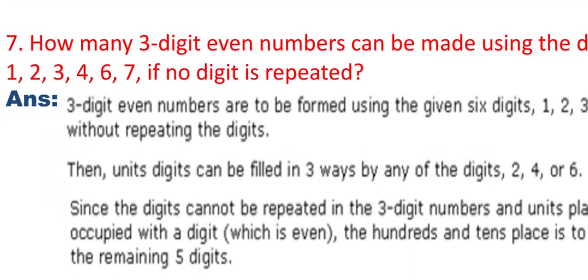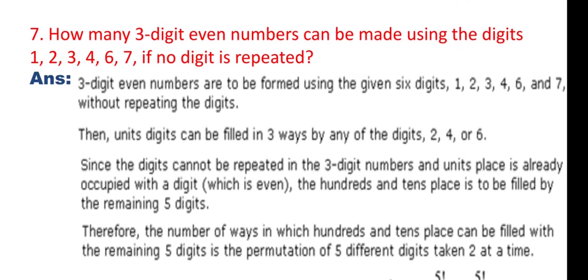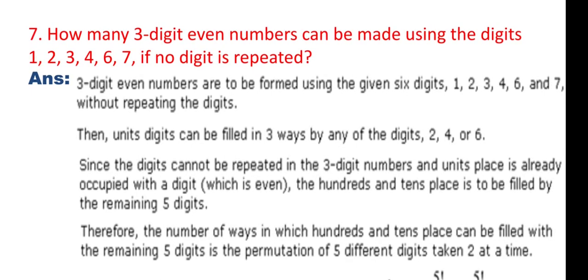Students, there is another word problem: how many 3-digit even numbers can be made using the digits 1, 2, 3, 4, 6, 7 if no digit is repeated? In order to find a 3-digit number, we have to occupy 3 places using these numbers. How many numbers are there? 1, 2, 3, 4, 6, 7. So there are a total of 6 numbers, where 5 is not there.